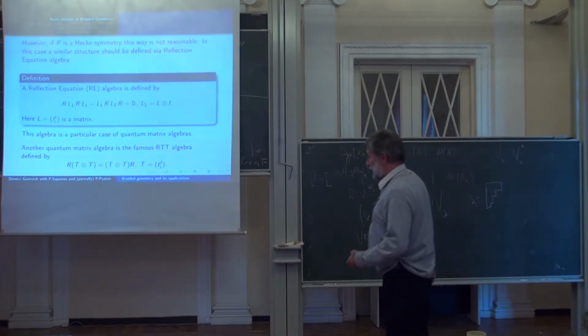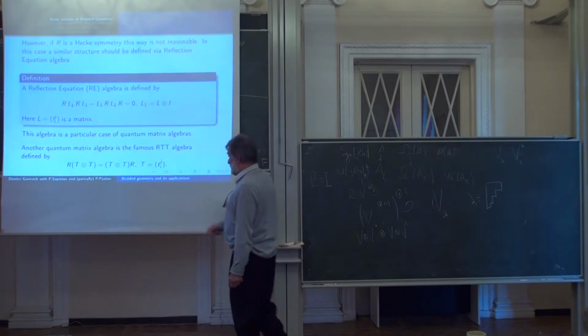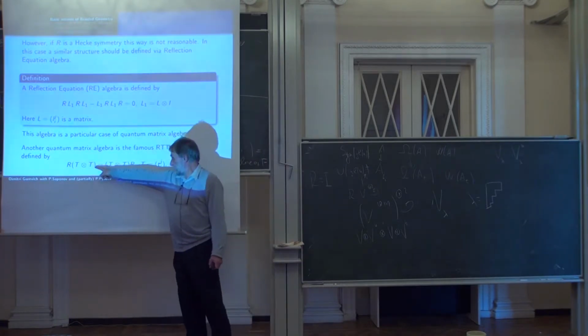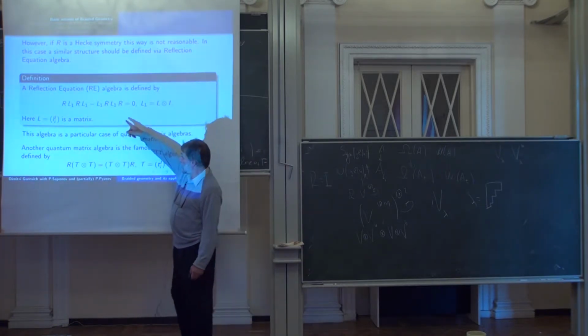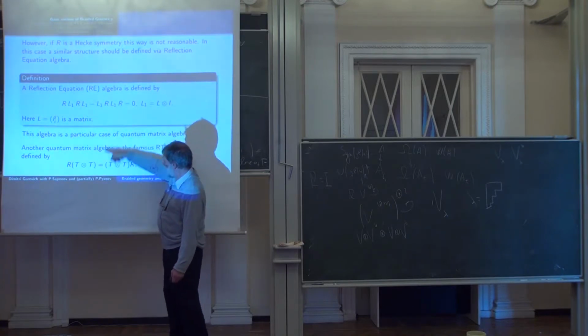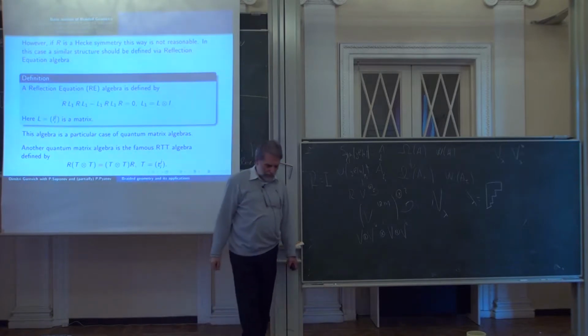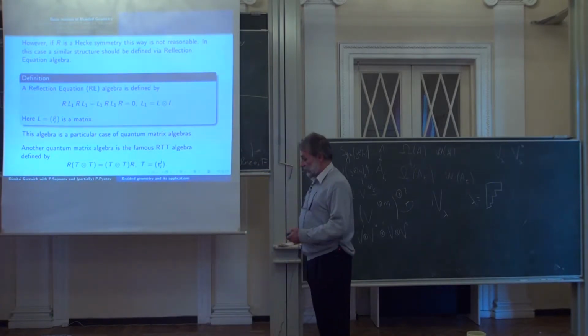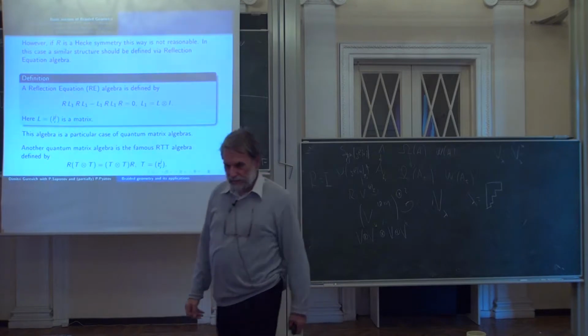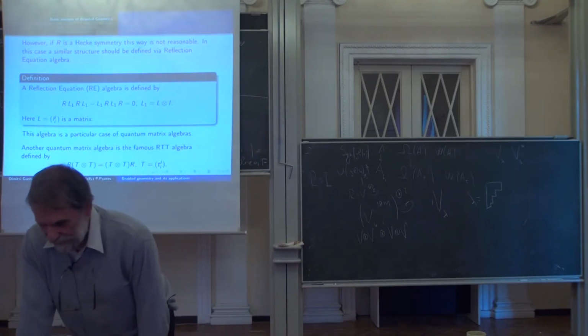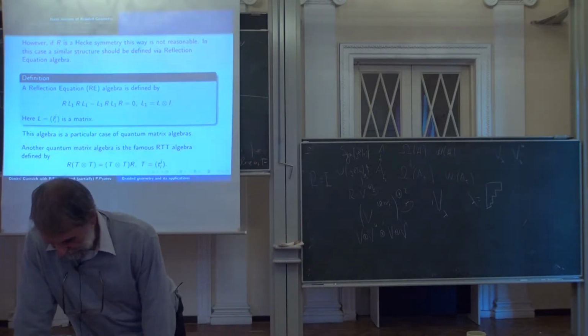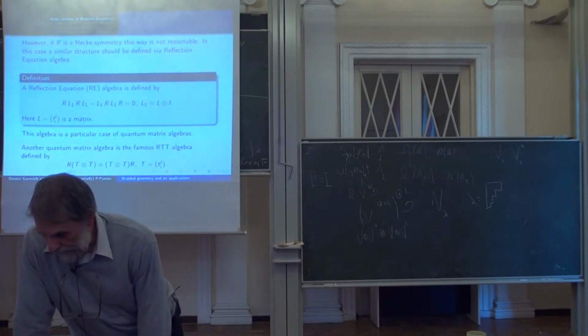The other algebra is the RTT algebra. You see that the relations are not the same, but both algebras are particular cases of quantum matrix algebras. And I prefer to call one a deformed algebra and the other a deformed Lie group, because the second is the function algebra of the group, and the first is a deformation of the Lie algebra.